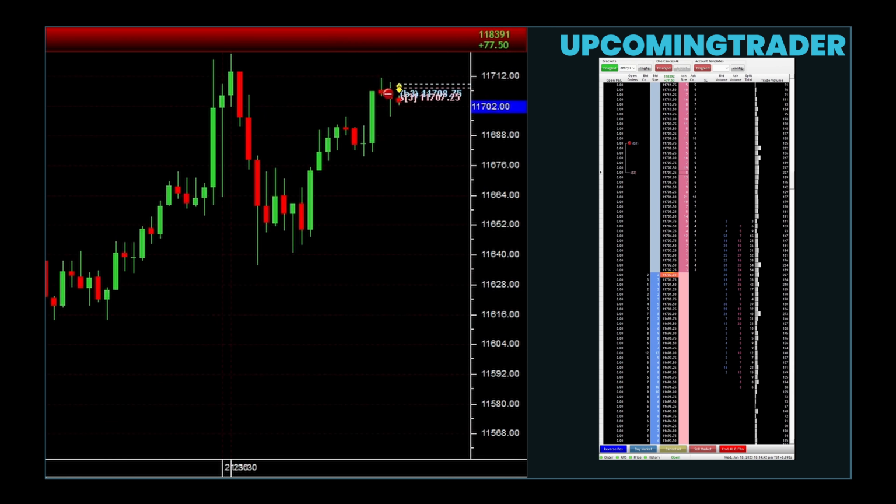Triangles are another significant pattern to recognize in the order book. Ascending triangles indicate that buyers are gradually pushing the price higher, creating higher lows, while the resistance level remains consistent. This often signals a potential breakout, as buy orders accumulate at higher levels.